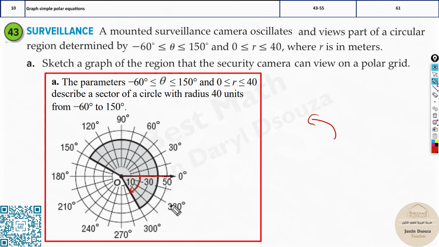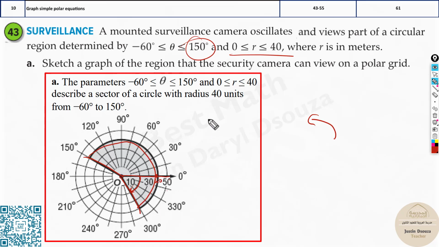Is it 60? Yeah. 360 degrees minus 60 would be 300 degrees. So we draw a line over there. And then positive 150 degrees. Where is it? Over here, we draw another line. And then what's the radius? 0 to 40. From 0 till 40, this is 40 here. We draw the arc. That's the polar sector.